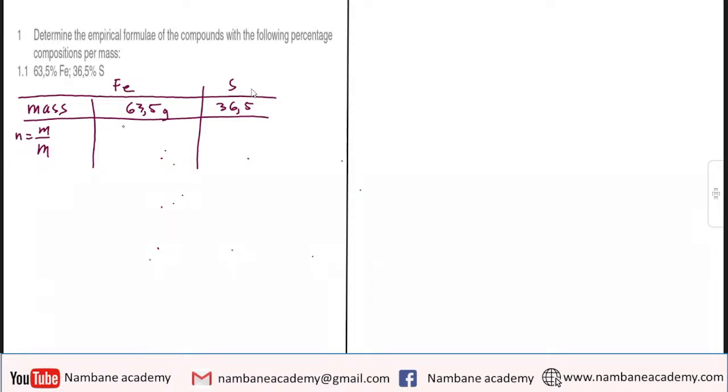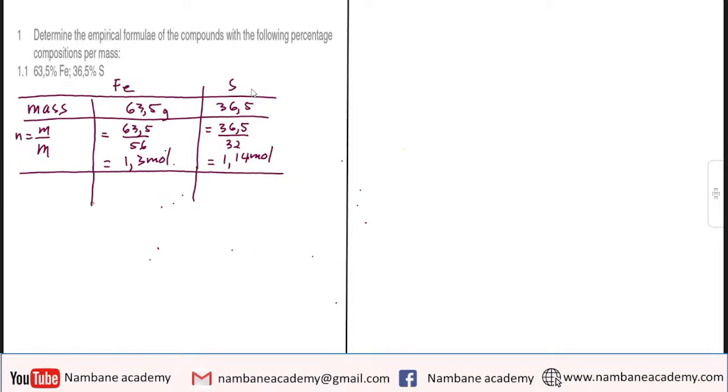That is just now 63.5 divided by 56, and this gives you now 1.3 mole. You do the same for sulfur, which is 36.5 divided now by 32, which equals 1.14 mole. Then you are done with your number of moles.